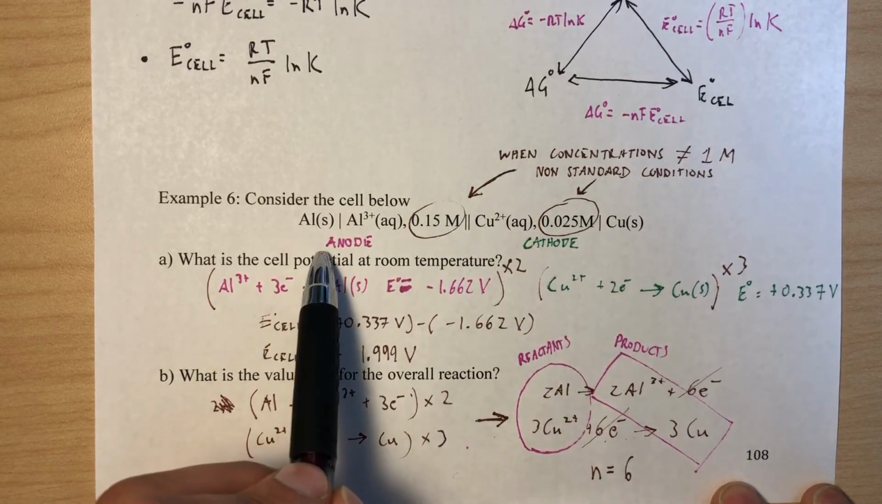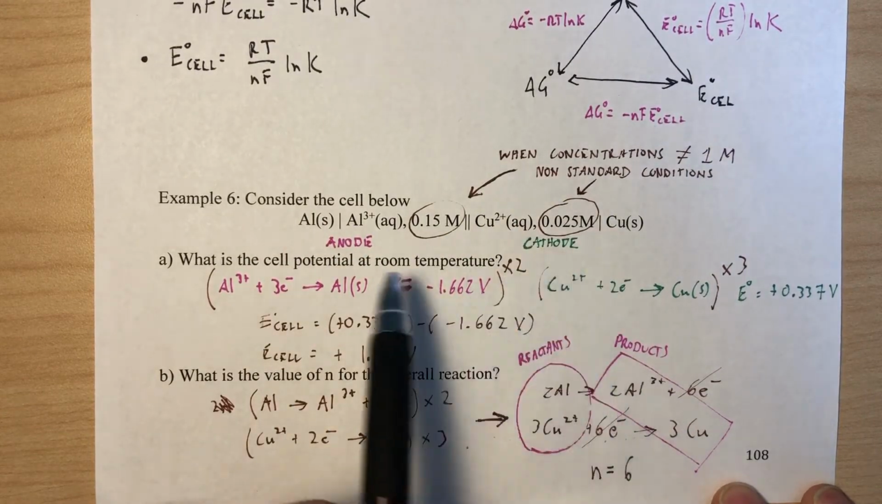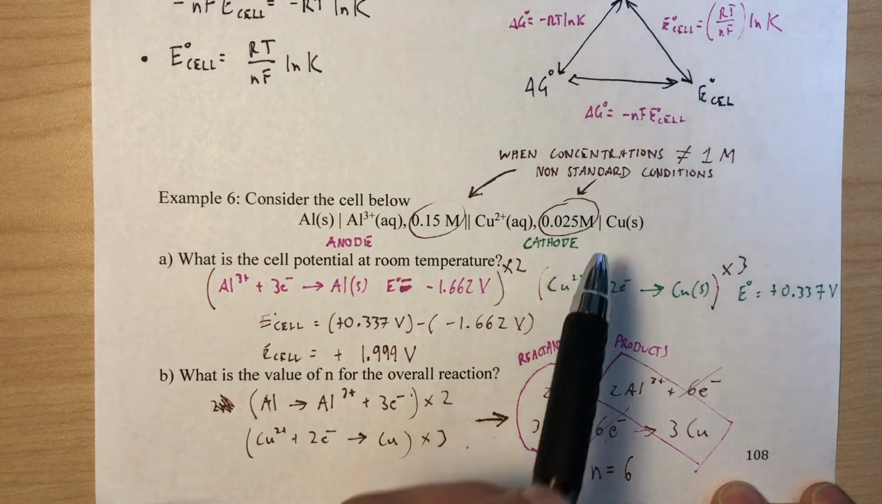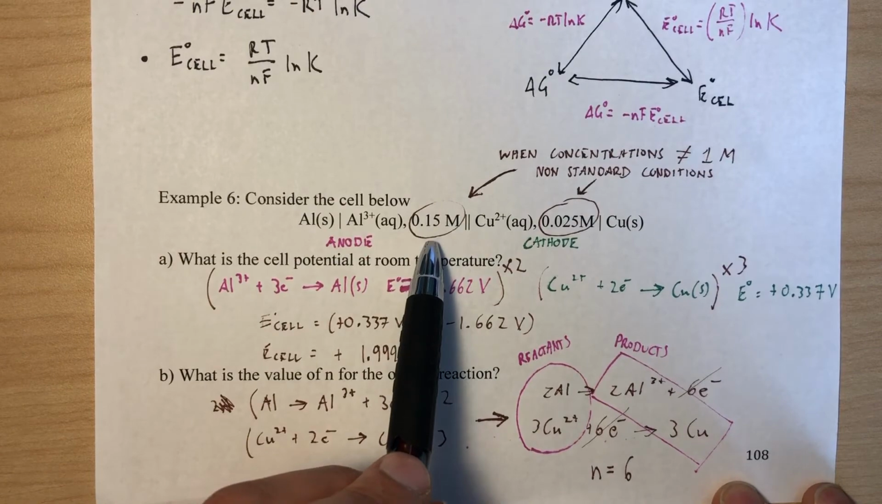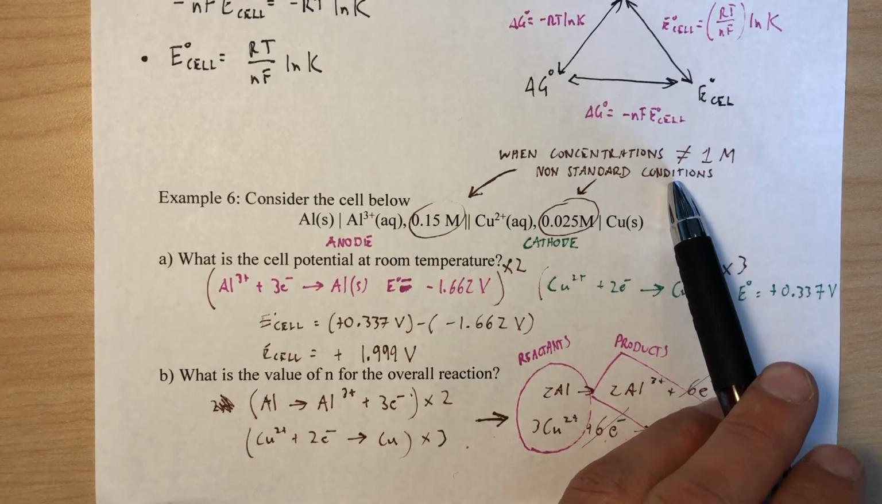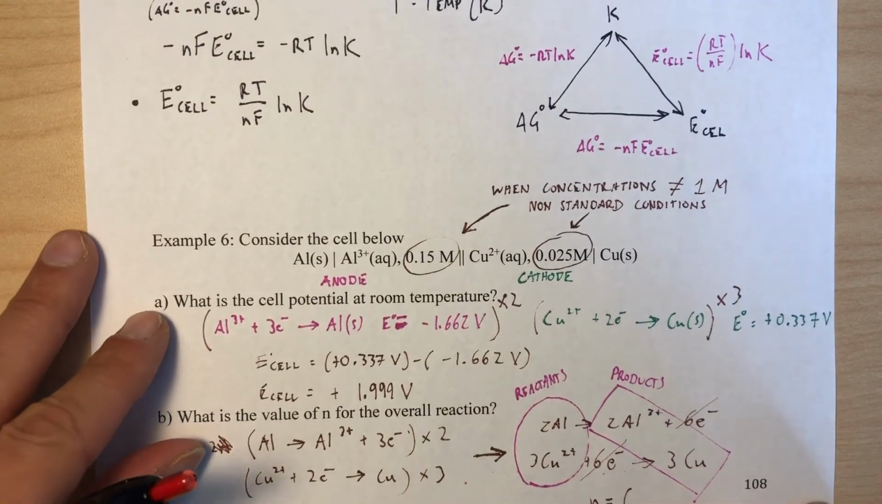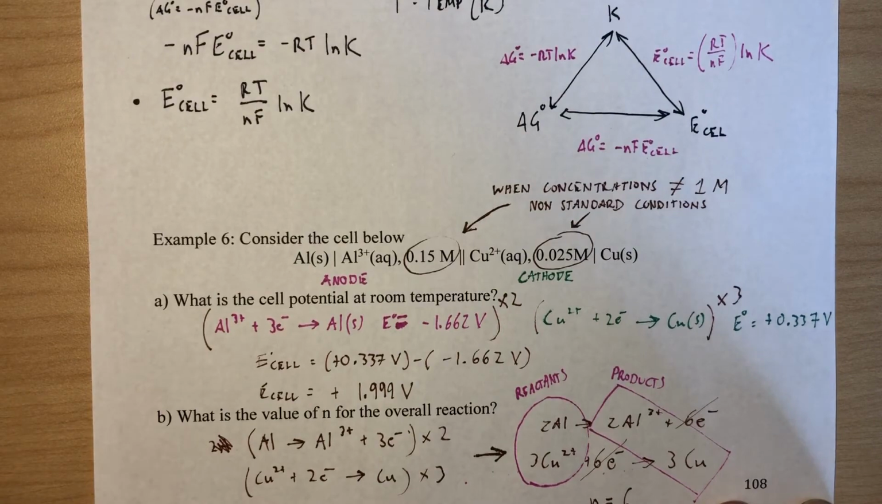The left side is always our anode, the right side is always our cathode. The left side is our oxidation, the right side is our reduction. What's interesting here now is that we have concentrations in solution of our two galvanic cells that are not equal to 1. That tells us that we are at non-standard conditions. So we can use this information to figure out if the reaction is going to be spontaneous or not.